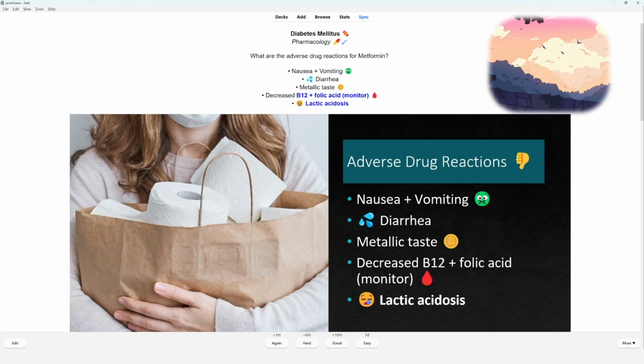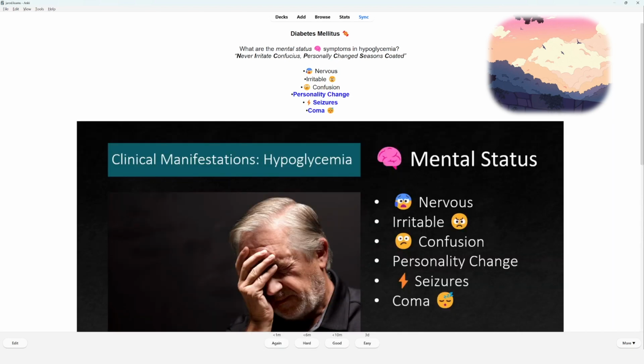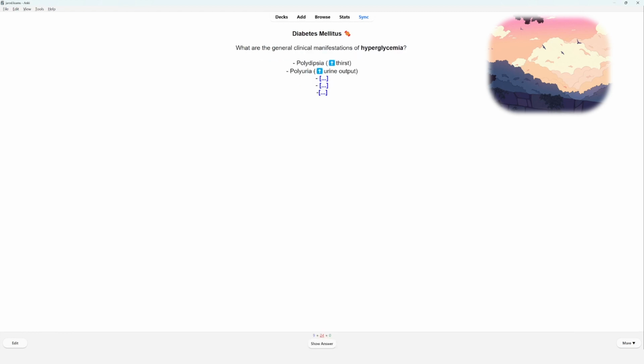Metformin, decreased B12. Okay, B12, folic acid, lactic acidosis. Personality change, seizures, coma. Just kind of flipping through the ones if I don't know it real quick. I flip it over to see the other side. That way I can give it a go on the next round. Just hit one.